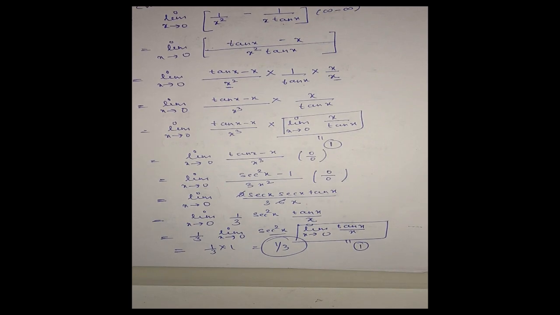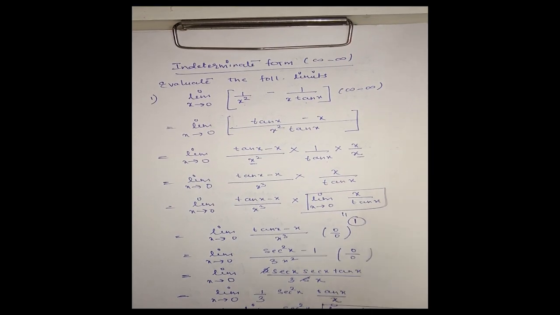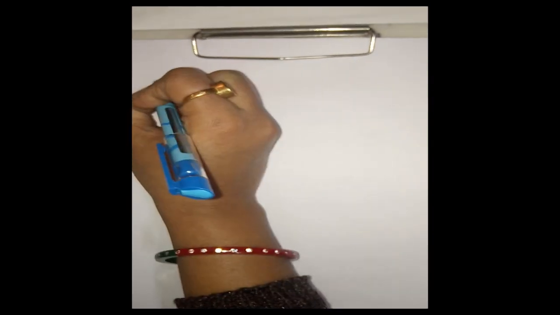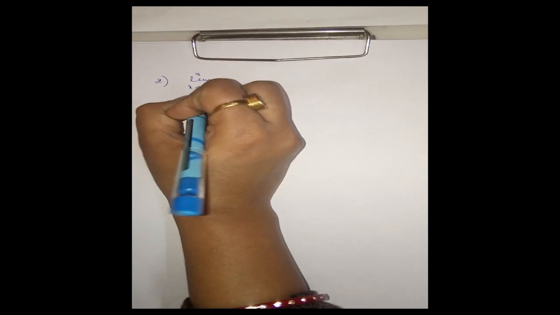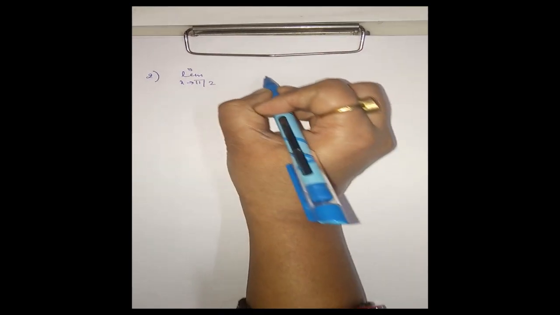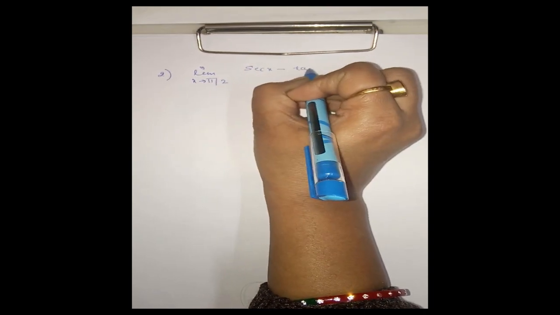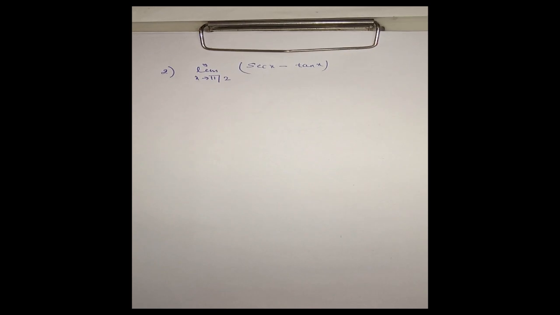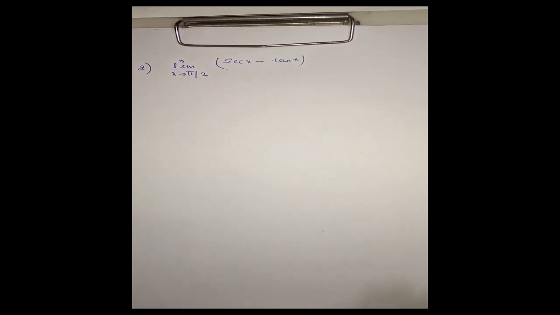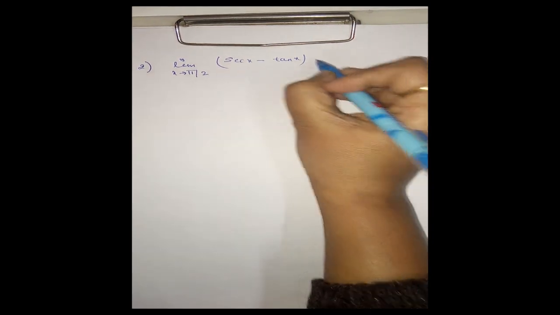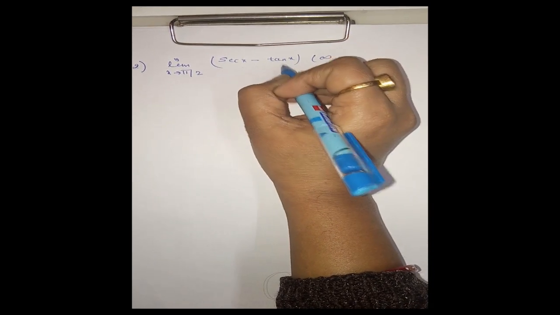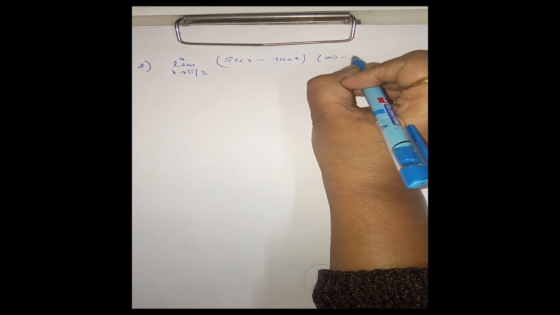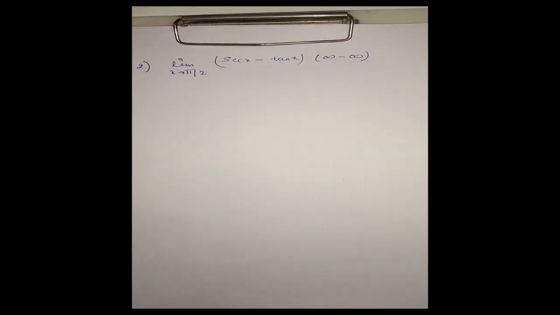Okay. Now we consider next problem. Now consider this second. To find limit x tending to pi by 2 sec x minus tan x. Okay. Now as x tends to pi by 2, sec pi by 2, 1 upon cos pi by 2, that is infinity. And same here, sine by cos. Cos pi by 2 is 0. That means this is infinity minus infinity form.